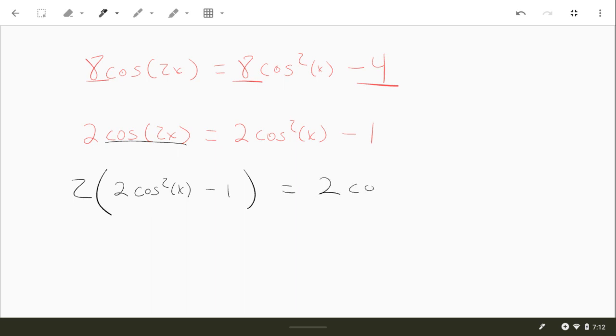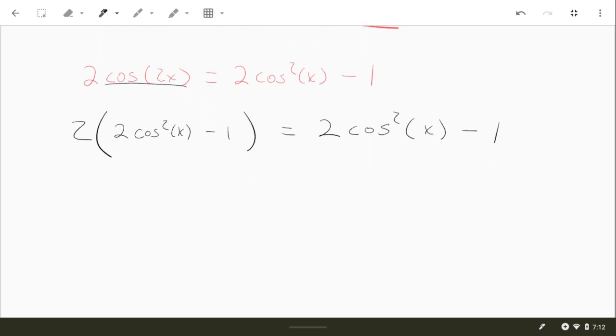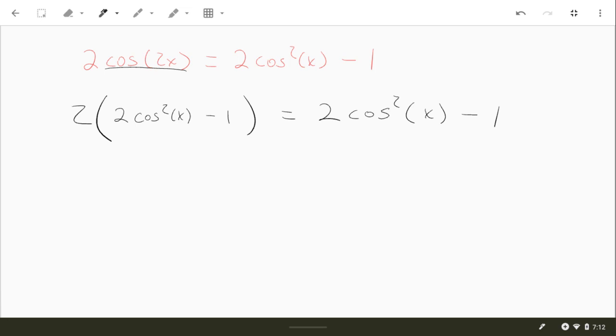And I actually happen to have the same thing there on the right side, if you notice that. But anyway, I'll just work it out algebraically. Pretend I didn't notice that. Distribute there, you're going to get 4 cosine squared, and then minus 2. Equals 2 cosine squared minus 1.